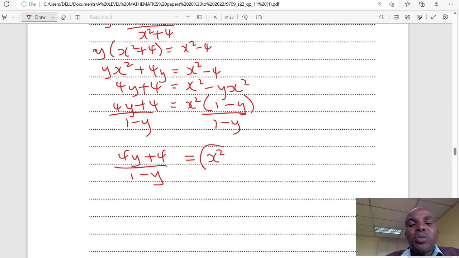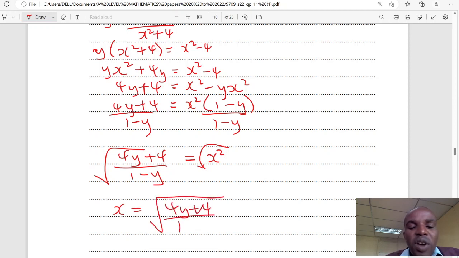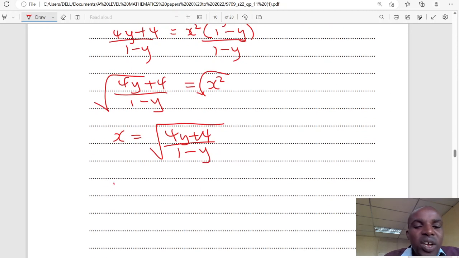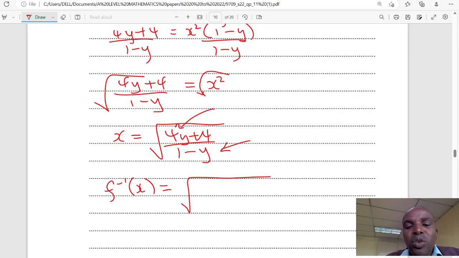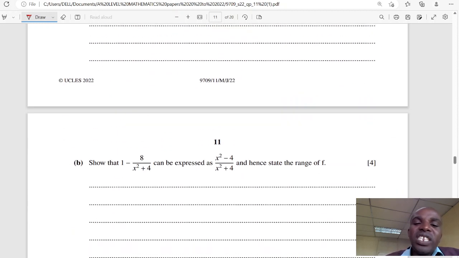Then you put square roots on both sides so that you can find your x. You get x is equal to the root of 4y plus 4 over 1 minus y. Then for the inverse, where there's y, you put x. So it will be the root of 4x plus 4 over 1 minus x. So this will be the inverse.